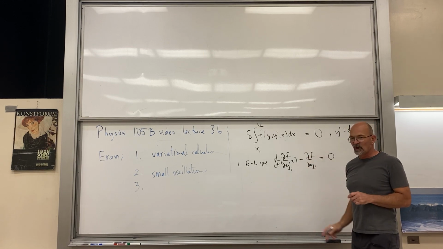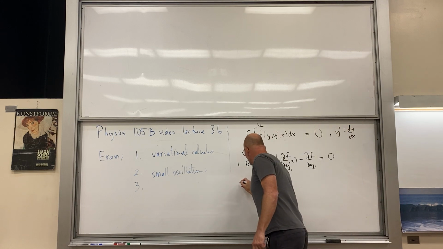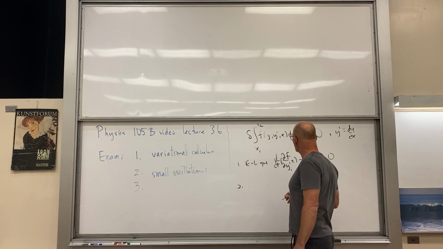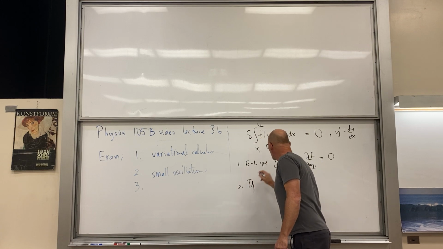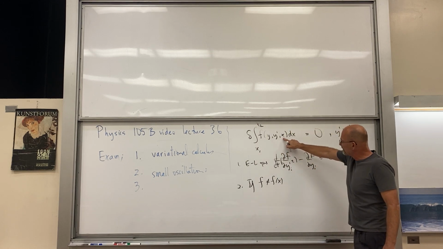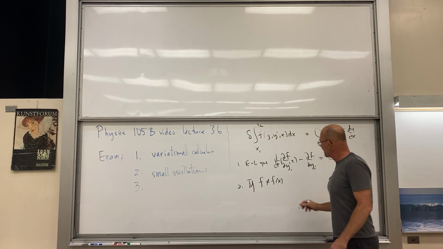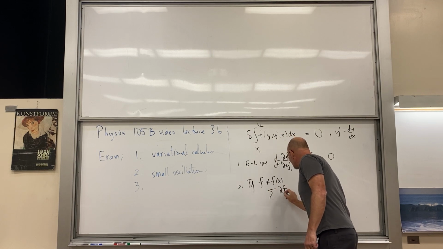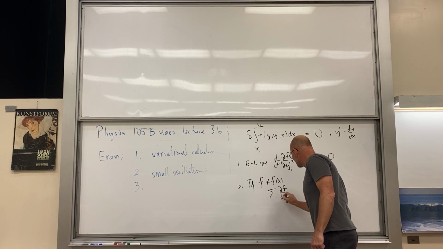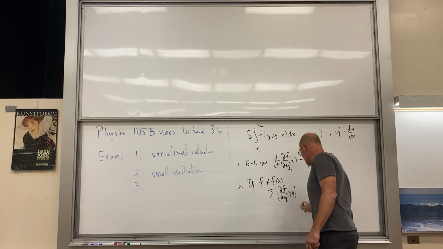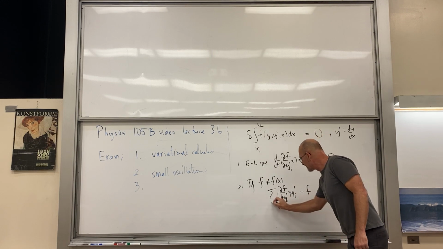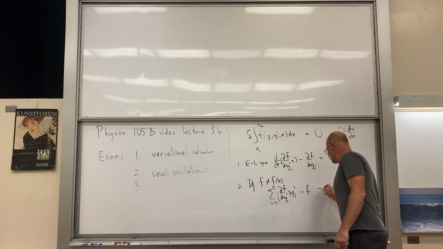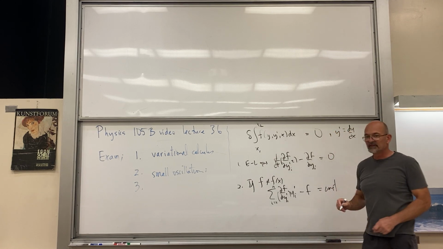So we have the Euler-Lagrange equations, and the other thing we have is from Euler's second form: if f is not explicitly a function of x here, then the sum over i of partial f with respect to y sub i prime, times y sub i prime, minus f, is equal to a constant.